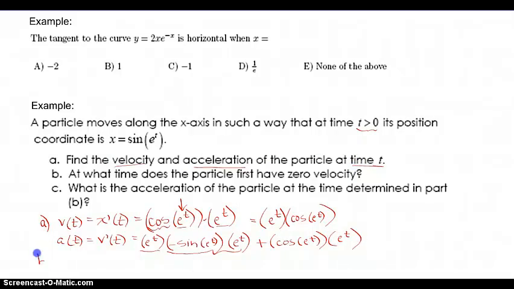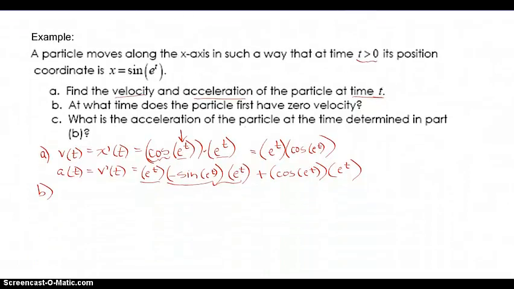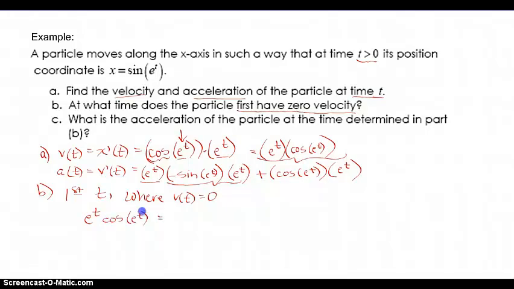All right, let's look at part B. I'll move this down a little bit. At what time does the particle first have 0 velocity? I want the first t where velocity was 0. So I'm going to come back up to my velocity function, and I'm going to set it equal to 0. E to the t times the cosine of e to the t needs to equal 0. Remember, we have a product. There's a factor, there's a factor.